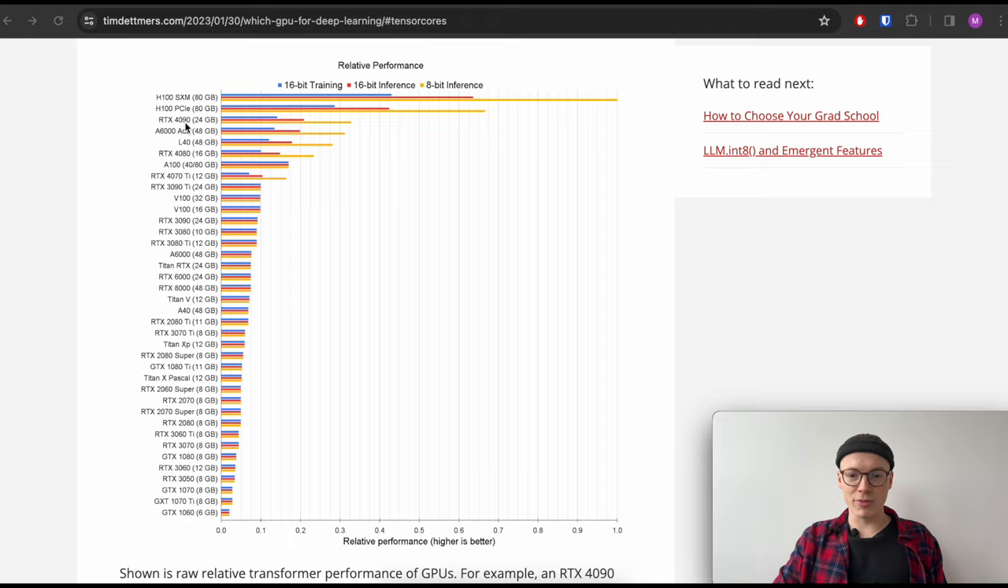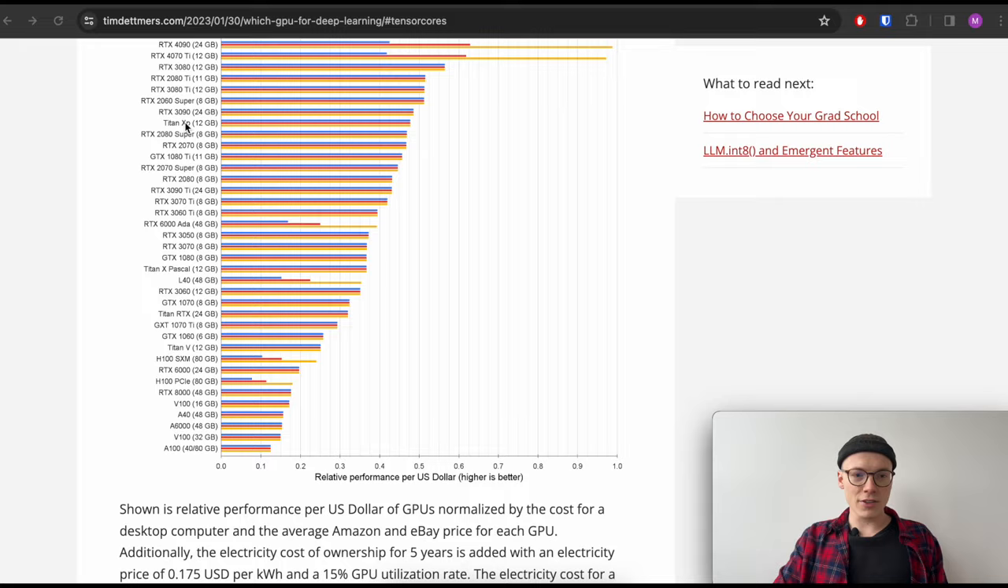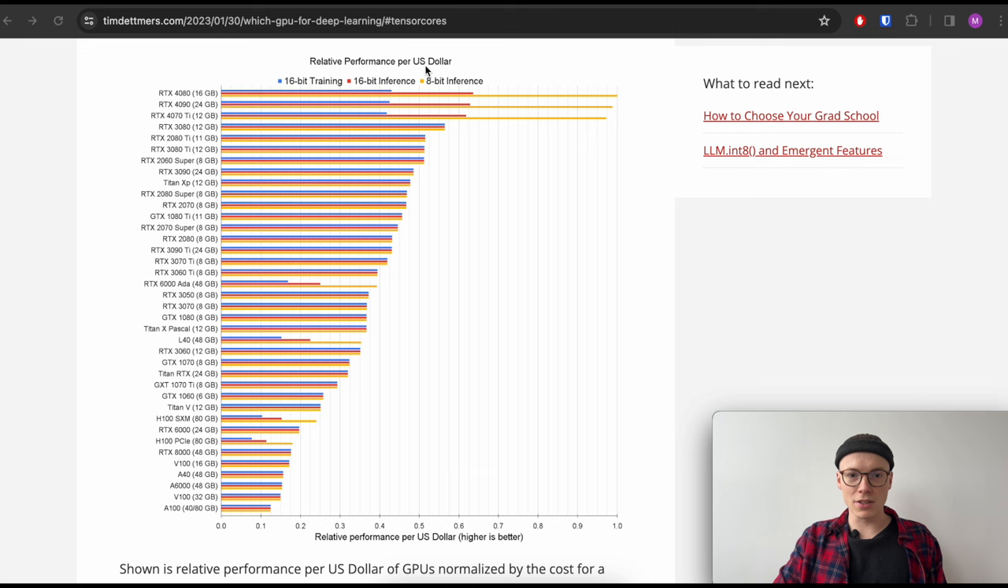He also shows another graph, which maybe is even more relevant for you. Here he has the relative performance per US dollar. So definitely make sure to check out this graph, and depending on your budget, I would recommend you pick the one that fits your budget but achieves the highest performance here, because I think that can definitely be a helpful source for deciding what GPU to buy.